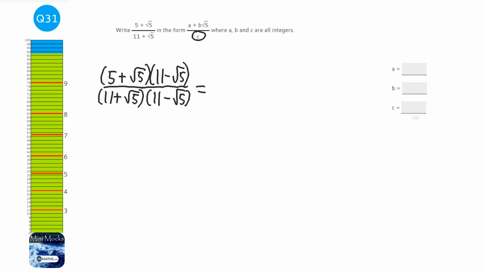You do it the same way as you do quadratics, whichever method you want, first outside, inside, last, or double smiles and rainbows, or smiley face, or whatever you choose to do it. So I'm going to do the top first. I'm going to do 5 times 11, which is 55. I'm going to do 5 times minus root 5, which is minus 5 root 5. I'm going to do 11 times root 5, which is 11 root 5.